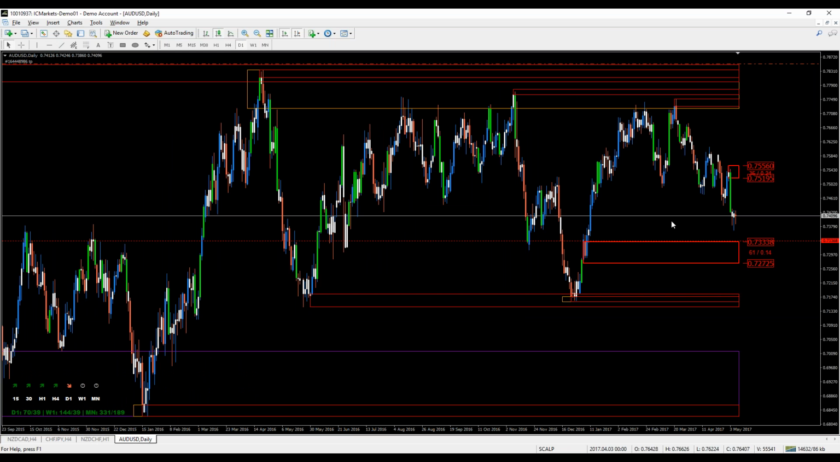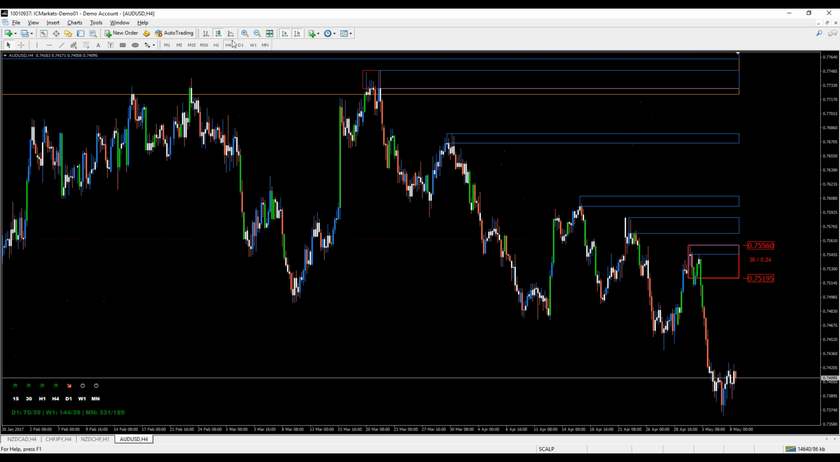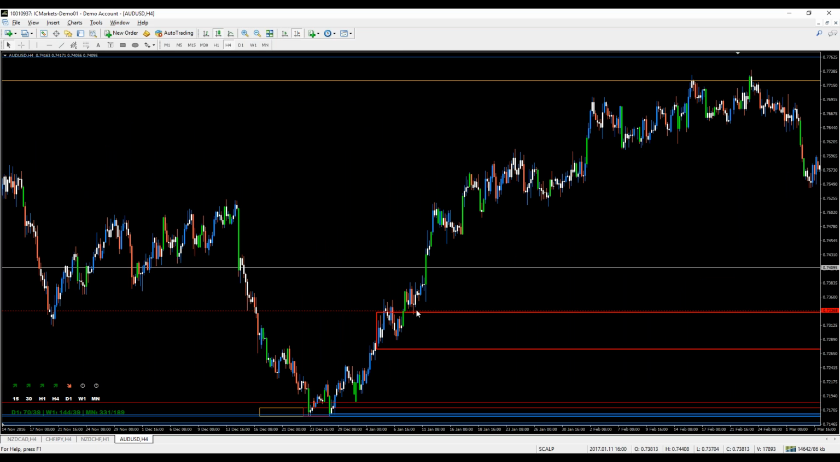But I like this one here. And I also like this one down here. If we go into a 4-hour and have a closer look at the one in the bottom, you can see that this looks like a pretty good area. Price has already been down to here, so ideally you don't want to pay a price any more expensive than 73.32.